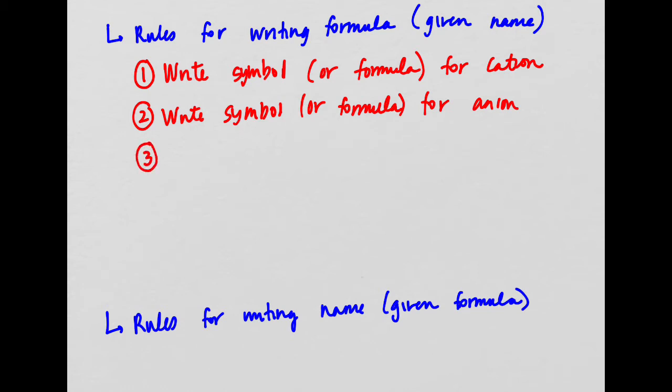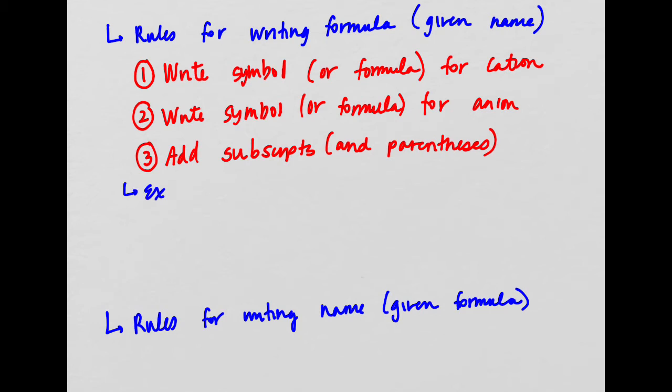Third rule is the same. We're going to add subscripts as needed to balance the charges. And I'm going to write "and parentheses" here, because as we're going to see, when we're using polyatomic ions, we're going to have parentheses. So let's look at some examples. Let's look at calcium nitrate first.